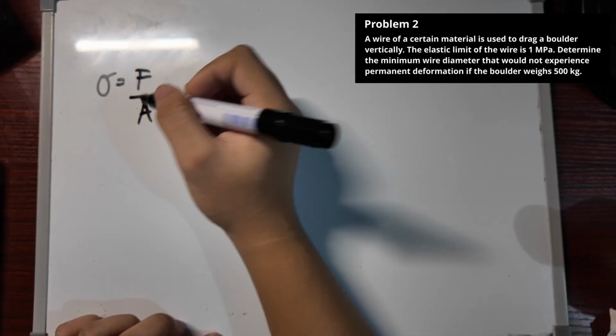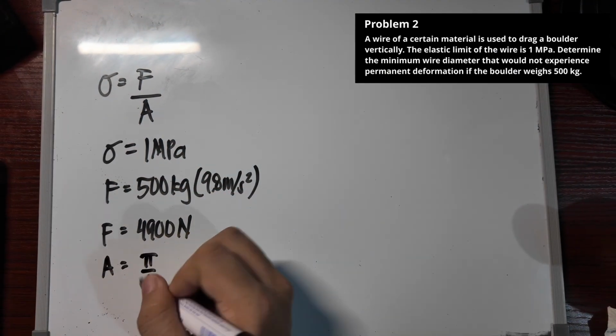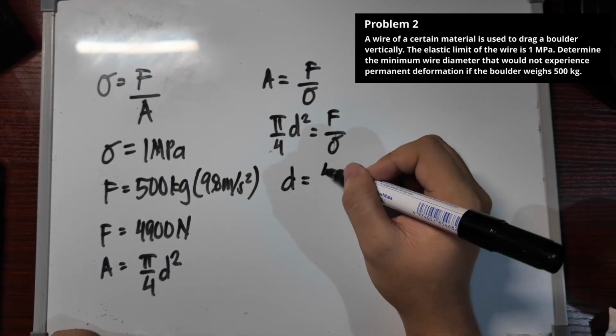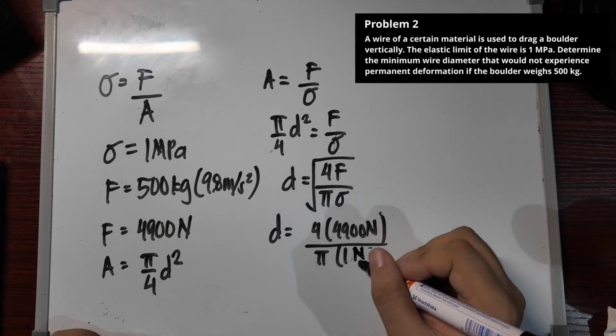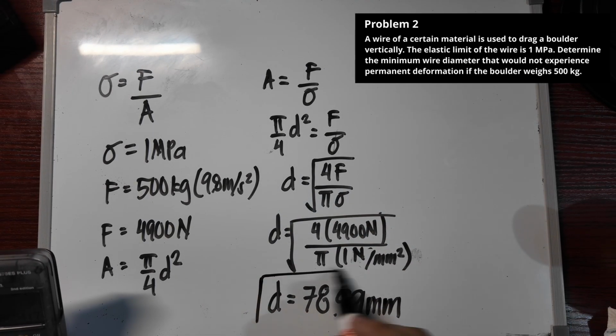In this problem, we are given the stress and the force. So, we have to calculate for the area. The area can be calculated using the area of a circle. From this, we can get the diameter, which is 78.99 mm.